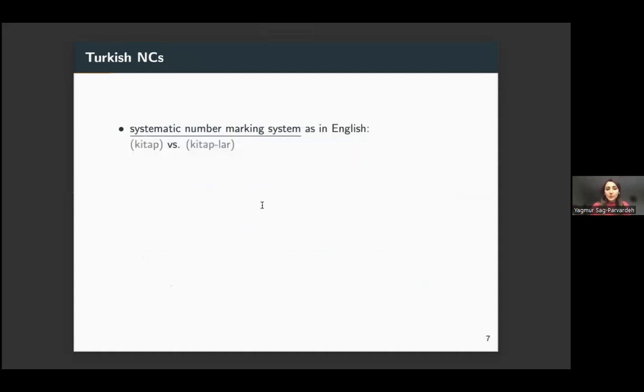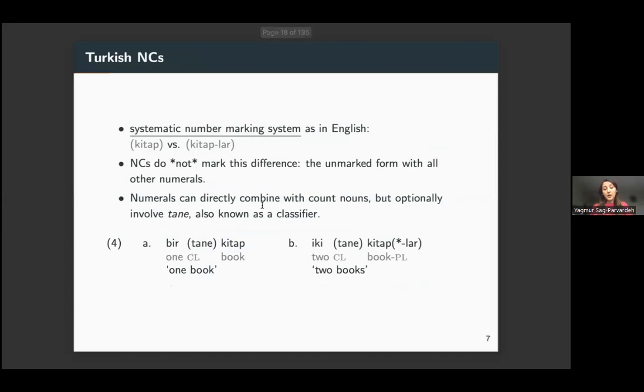So now, Turkish numeral constructions. We know that it has a systematic number marking system. It differentiates between the singular form of the noun and the plural form. In that case, it's more like English. But our numeral constructions do not mark this difference. So for example, we say bir kitap or iki tane kitap, but we never say iki kitaplar.